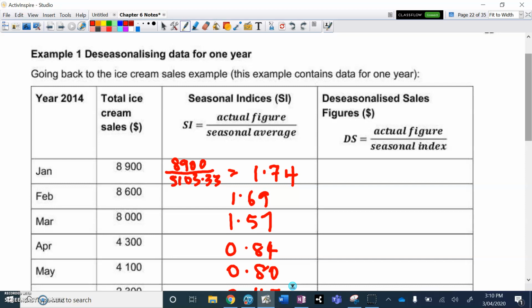Then we use the seasonal index for each particular month to find the deseasonalised figures. Again, it's a straightforward calculation: the actual figure for that month divided by the seasonal index for that month.